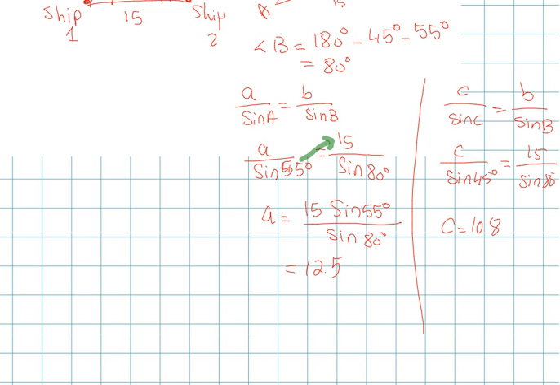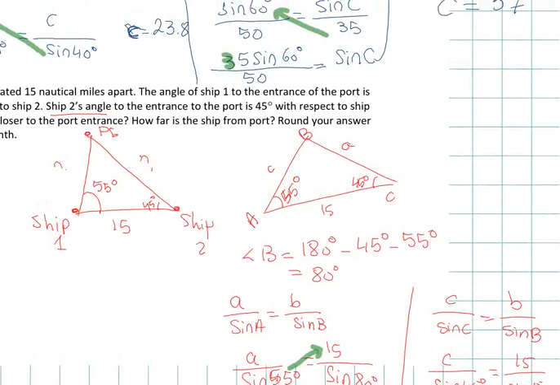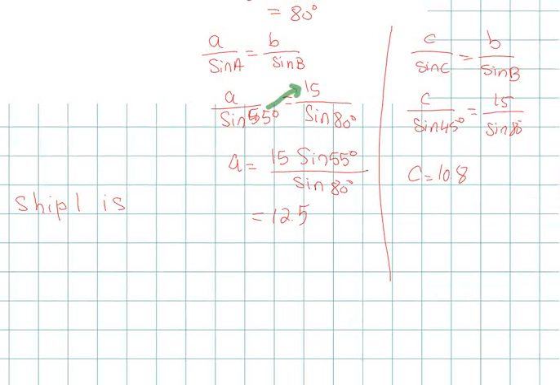Okay? So that tells me I have to conclude that ship 1 is, I'm just going to take you back here. So side C, which is this, is basically ship 1 to the port entrance, right? So ship 1 is closer to the port entrance.